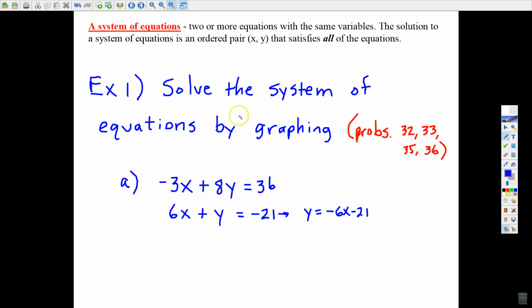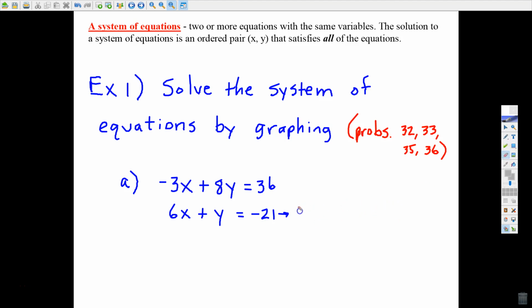First of all, what is a system? Well, it's two or more equations with the same variables, and the solution to a system will be two numbers, an x, y, an ordered pair. And the key is that those numbers that we find for x and y not only must make one of the equations true, those two numbers have to make both of the equations true.